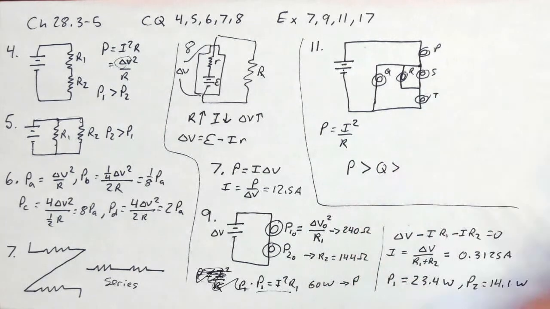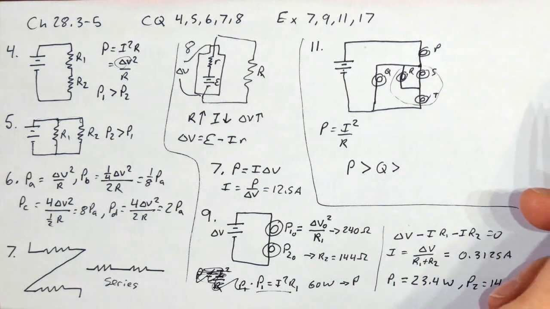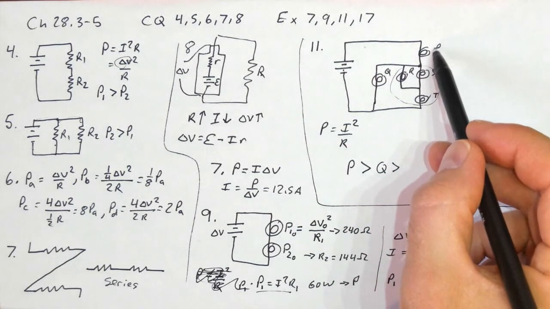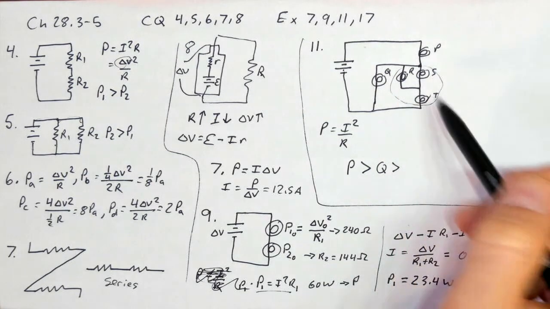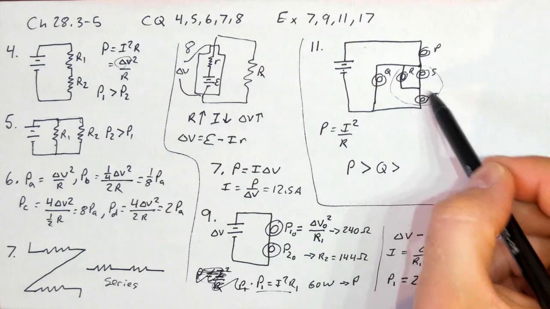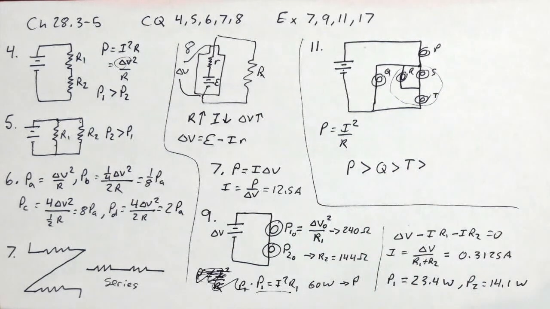So that is greater than the others. Okay, so now we just have to figure out how these compare. Well, by the same reasoning that P is bigger than the rest, T must be bigger than R and S, because whatever flows through R and S, they combine to go through T. So T must be bigger than R and S.